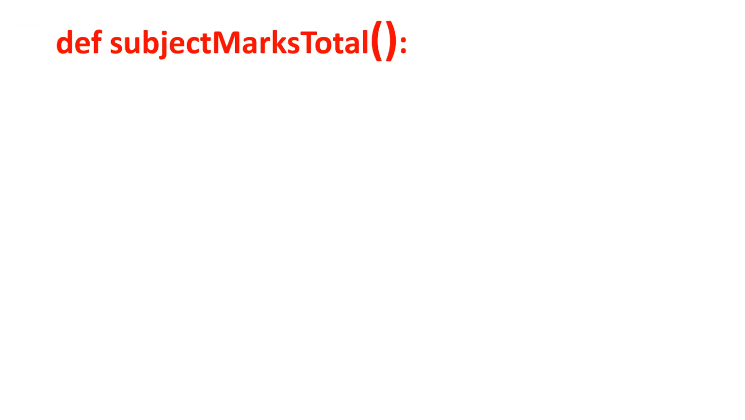Whenever we create a function, we use the def keyword. After the def keyword, we write the function name. So subject marks total is the name of the function. This function will find the total of subject marks. For finding the total of subject marks, it needs the subjects' marks. So we should provide subject marks to this function.